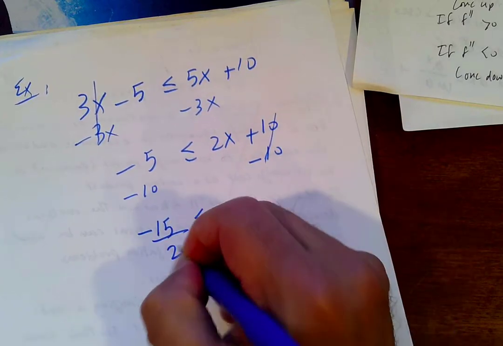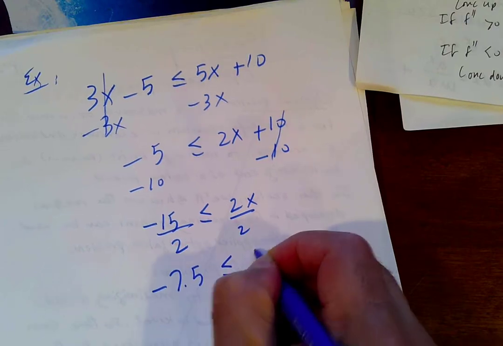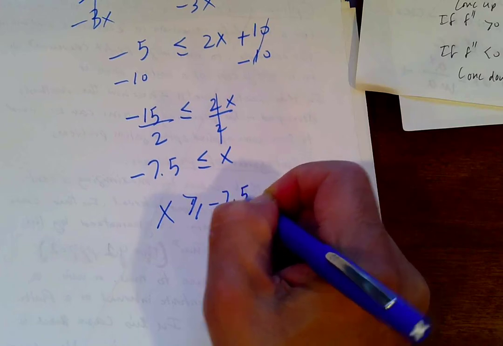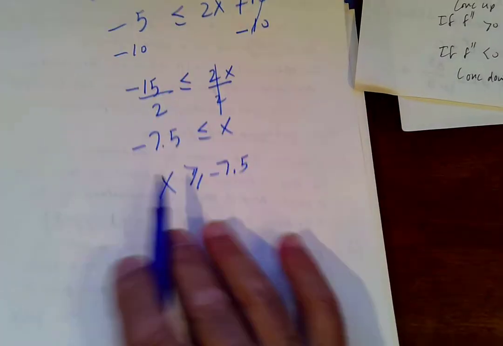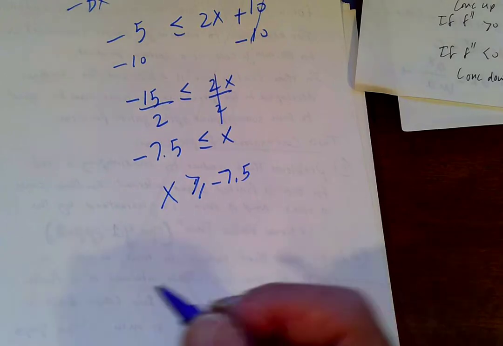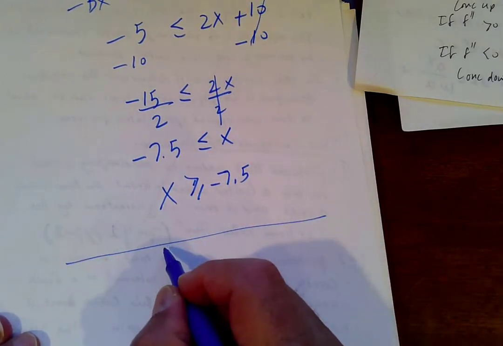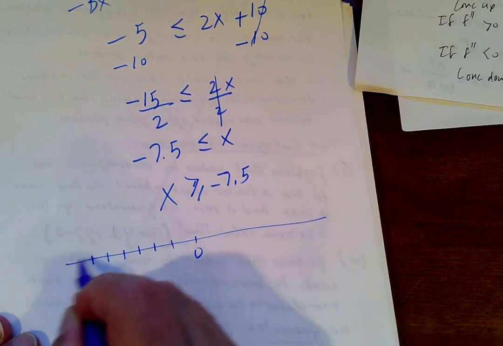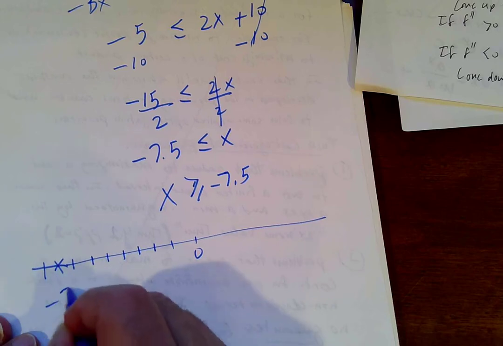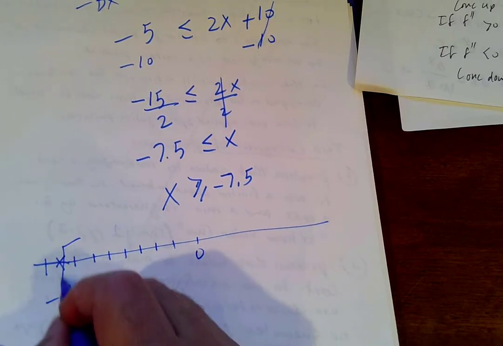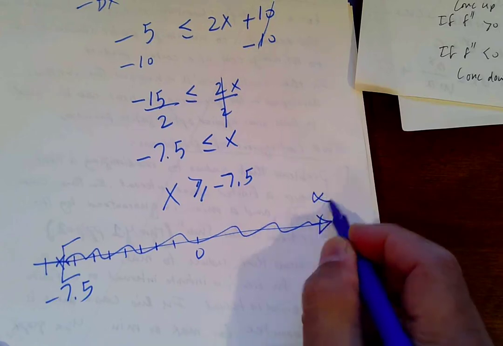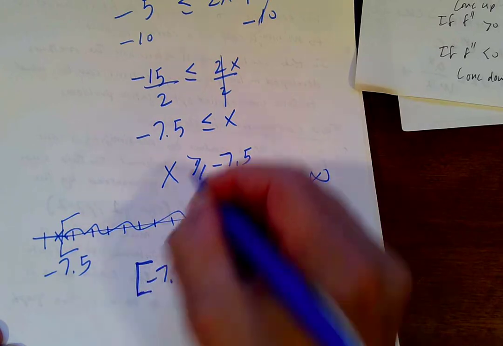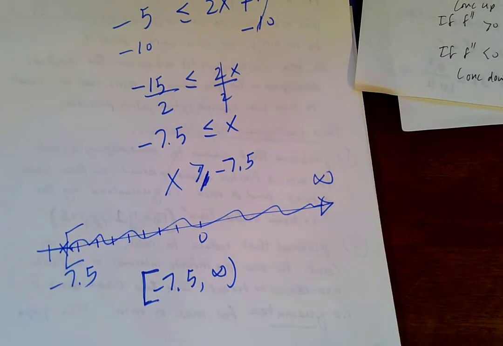Divide by 2. Negative 7.5 is less or equal to x, which is the same thing as x greater or equal to negative 7.5. Your x should always be on the left. So when you graph it and do interval notation, it's easier. So greater or equal to negative 7.5, it's greater or equal. So negative 7.5 all the way to infinity, and we have a bracket because it's greater or equal to.